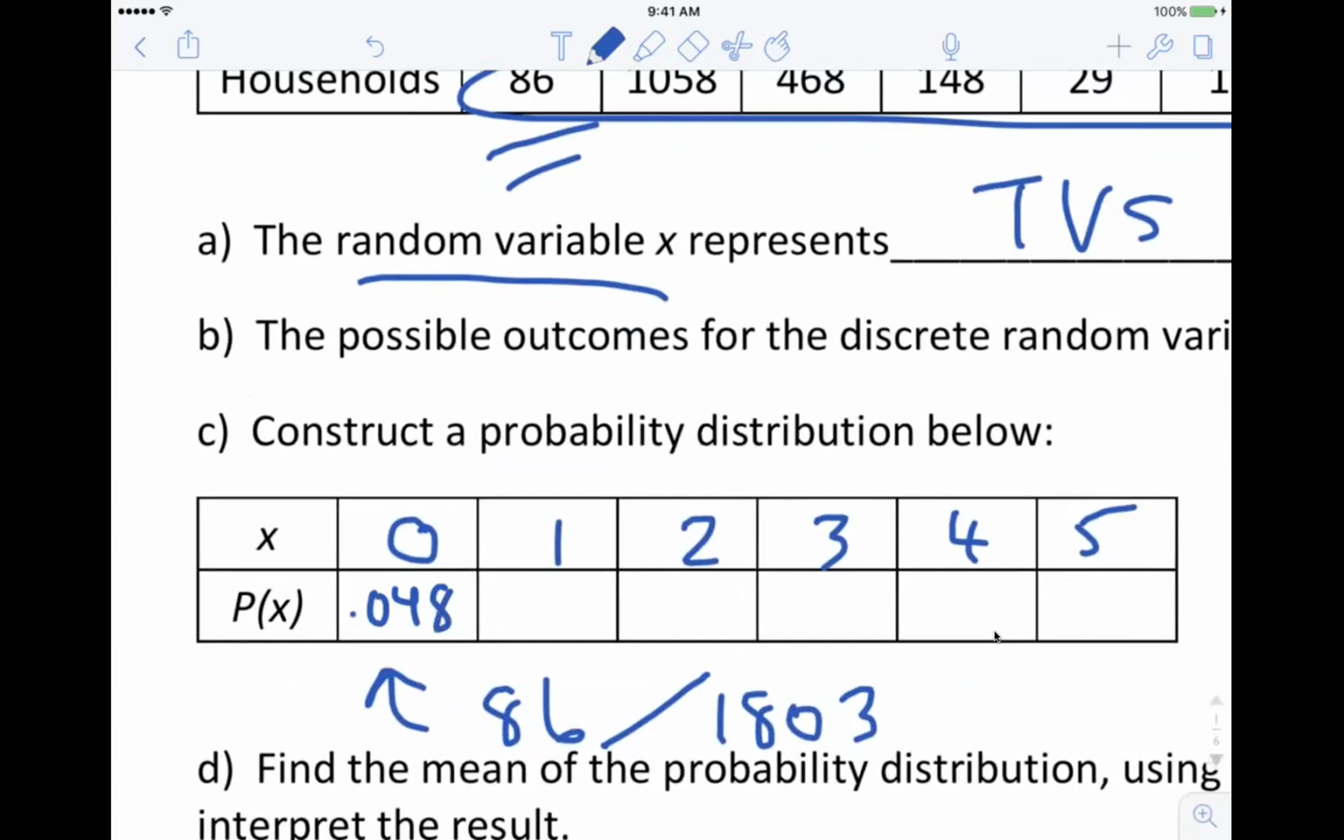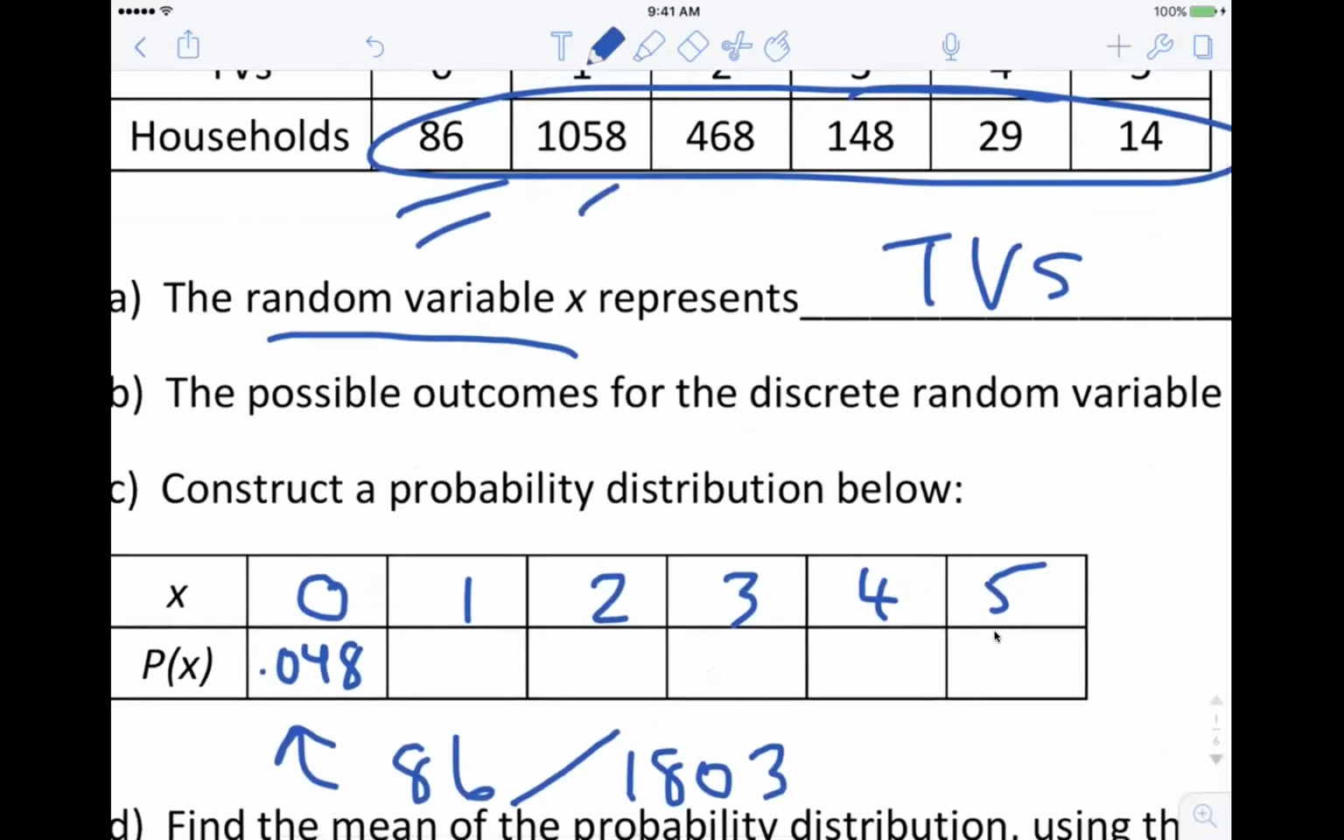All right. The next one, I'm going to do 1,058. So 1,058 divided by that same 1,803. And that's going to be 0.587. The interpretation of that number is the probability that you select a random household and they have one TV is 0.587. So close to a 60% chance of that happening.